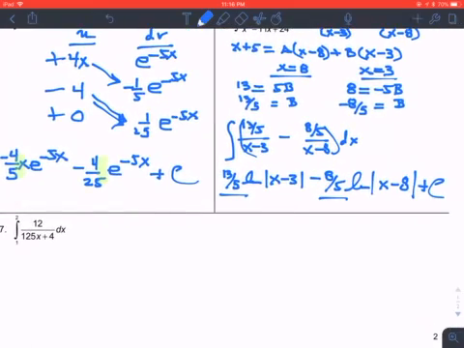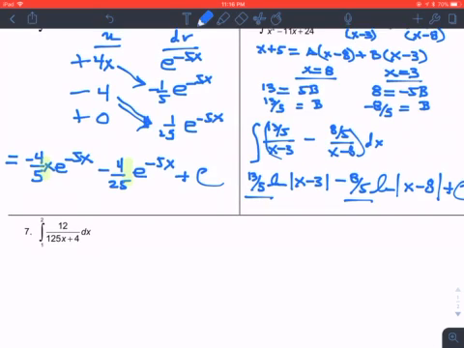All right, so let's go do the last one. So we've got to think about this. How am I going to approach it? So I've got a couple options to look at. Well, if I pick the bottom as u, is that its derivative up top? And it is. So it's going to be a natural log. So I'm going to let u is equal to 125x plus 4. So du is therefore 125 dx. Well, do I have that on top? Well, I have a piece of it. I have 12 over 125th.